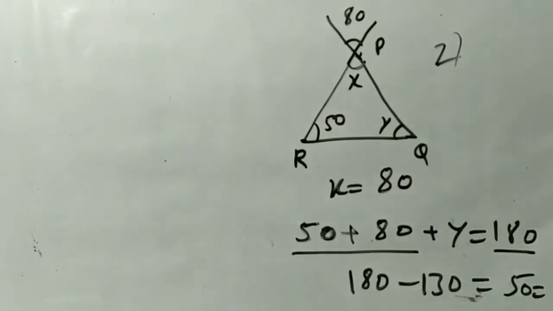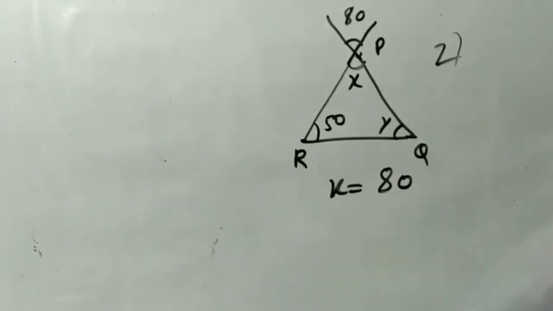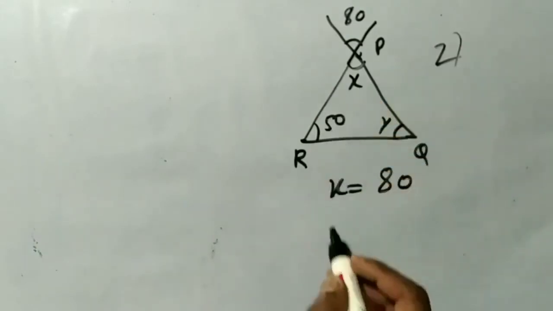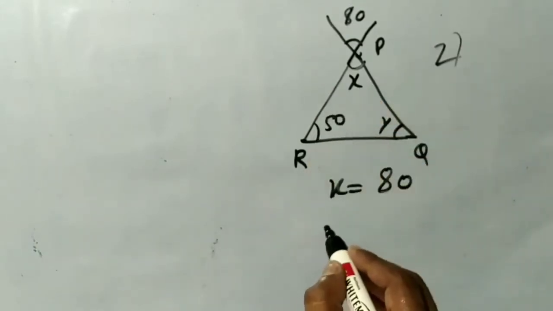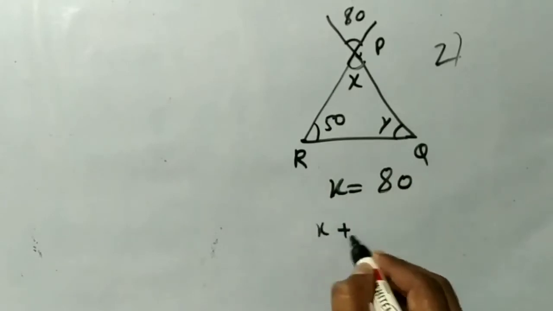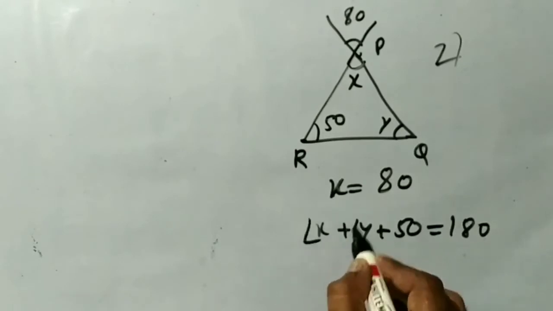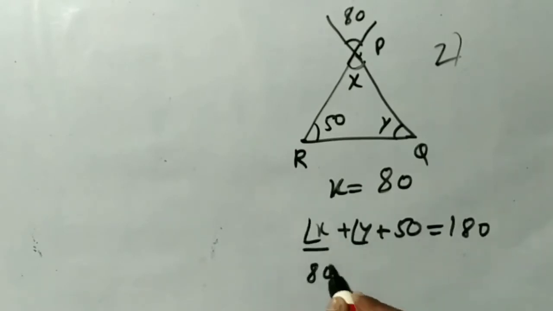I will explain clearly in a short way. Here x is equal to 80, and we got x is equal to 80. The sum of interior angles is equal to 180, that is angle x plus angle y plus angle 50 is equal to 180. So angle x is equal to 80, we know. With this we don't know.